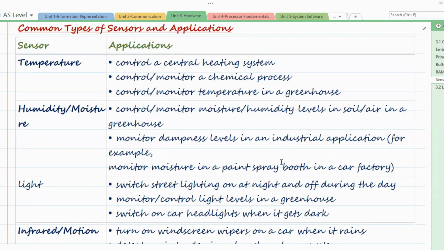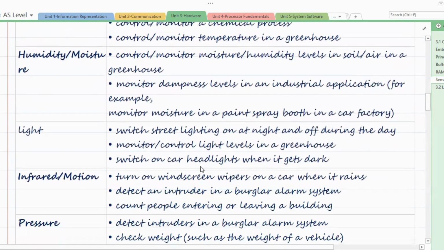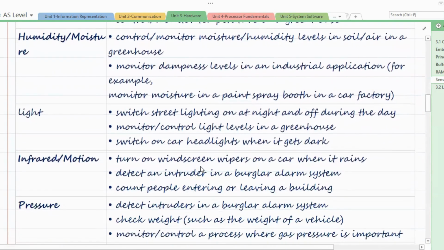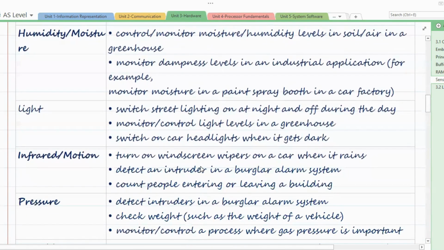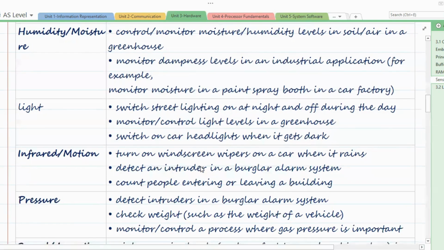Next comes humidity or moisture sensor. These sensors measure moisture levels, and application areas are smart irrigation systems, greenhouses, industrial environments, etc. Light sensors detect light intensity, and these can be found in automatic street lights, security lighting, smartphone brightness adjustment, etc.